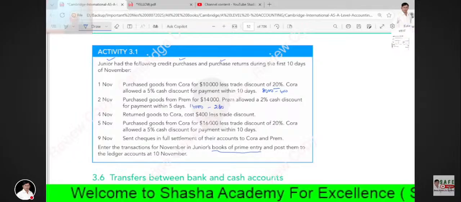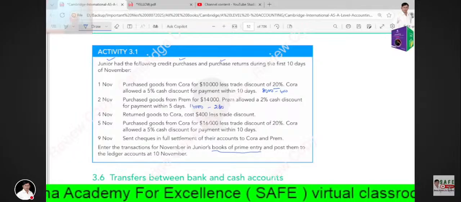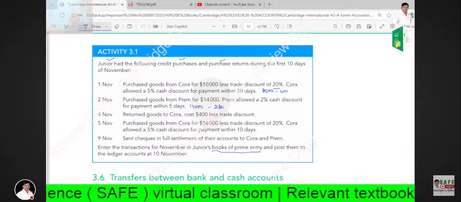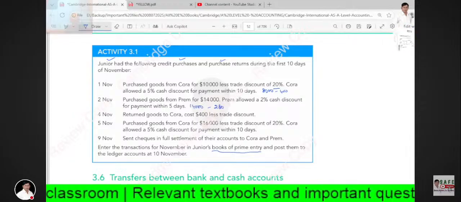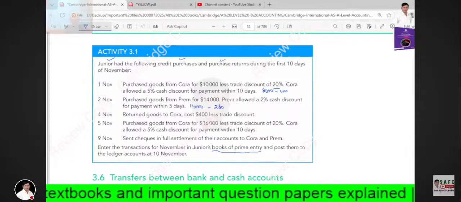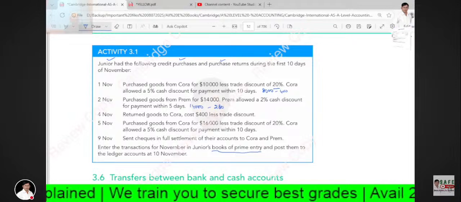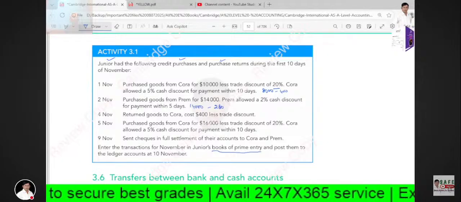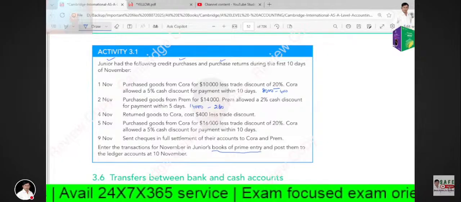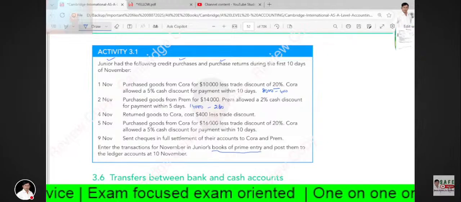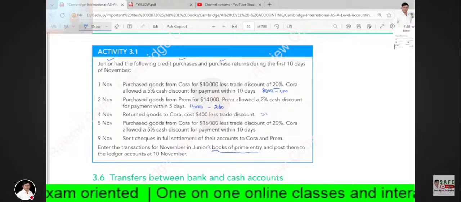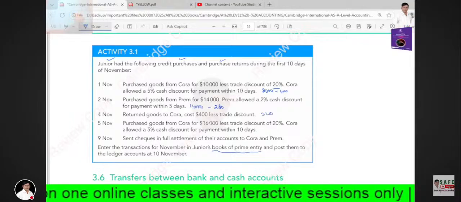Return goods to Cora, cost 400, less 10% trade discount. You sold to Cora at a discount of 20%, so you are receiving back 400 minus 20%, which is 80. So 320. It will be recorded at 320.